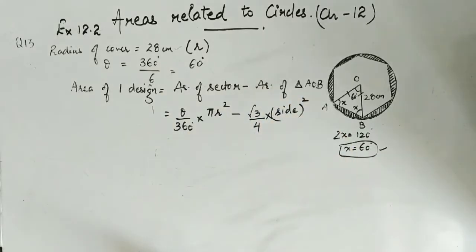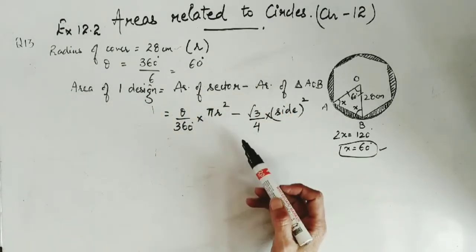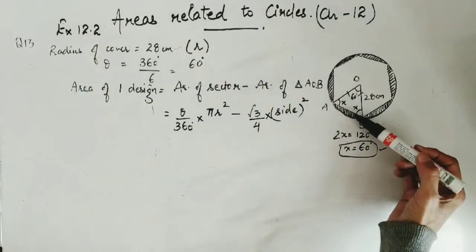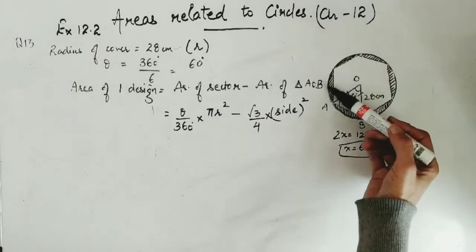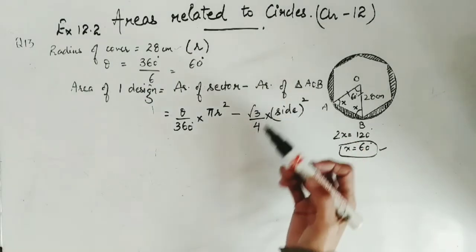Okay, one way is this. This would be easily done. We would calculate for one design, whatever simplification we get for one, then we'll multiply it by 6 because there are 6 designs, and then accordingly we would work on the cost. I want to share one more way for finding area of triangle.